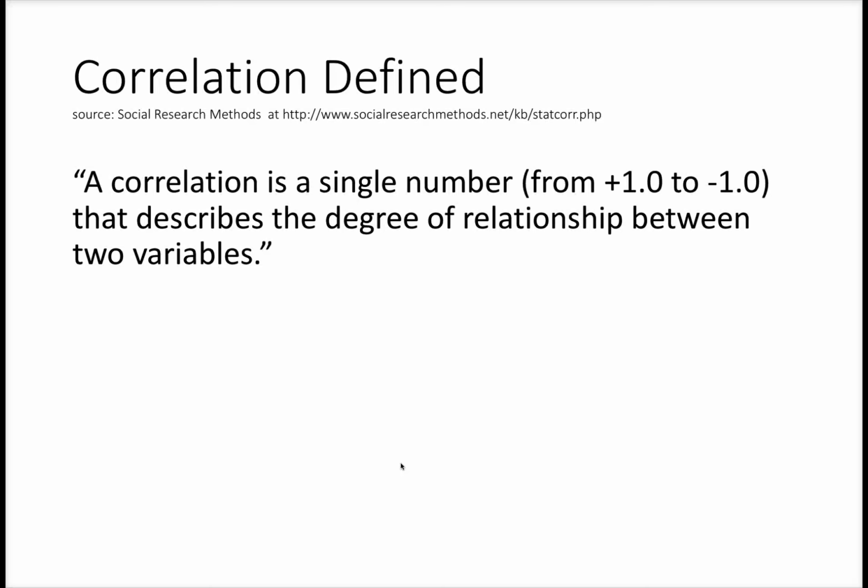So what's correlation? A correlation is a single number from +1 to -1 that describes the degree of relationship between two variables. Our correlation material is drawn from this website, which I found to be a pretty good kind of online textbook for basic concepts, socialresearchmethods.net. So feel free to go in there and do some more studying to help you understand statistics.